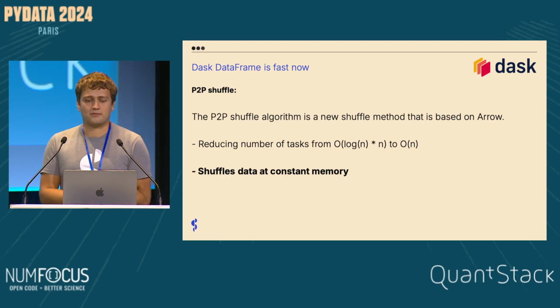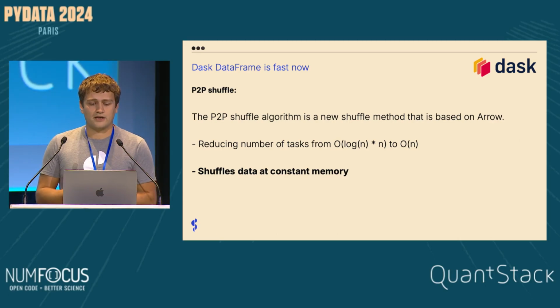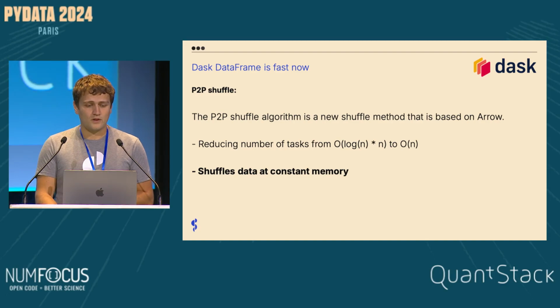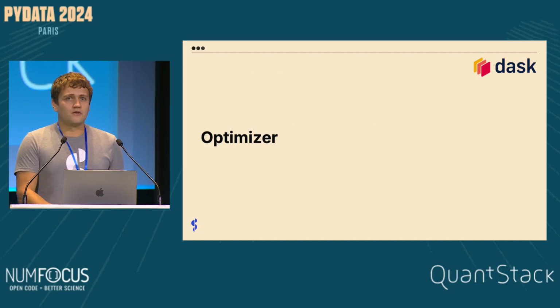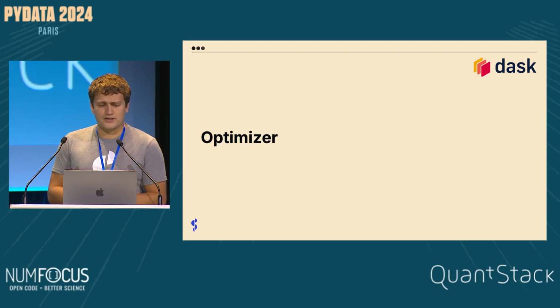This is the point that I was hitting right now: we are shuffling data at constant memory. So all the growing data that we had previously is now offloaded to disk. So the system doesn't notice this anymore. These were the first two improvements. Both of them went live last year.